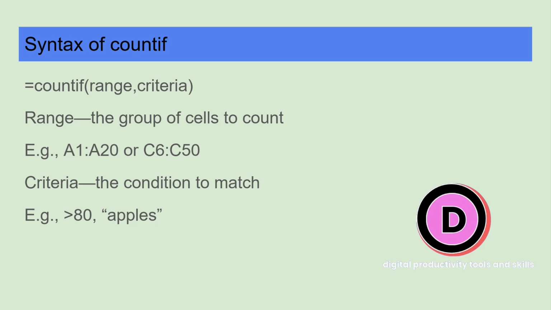Range is the group of cells to count. Example, A1 through A20, or C6 through C50, and many more. Criteria is the condition to match. Example, greater than 80, or apples in a list of fruits.